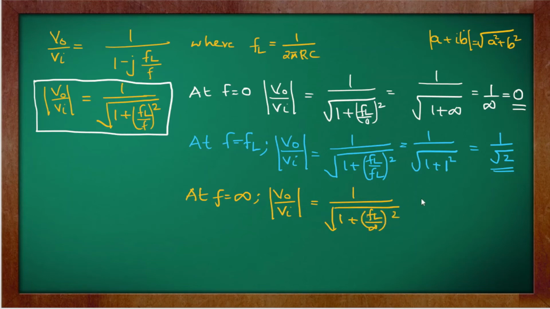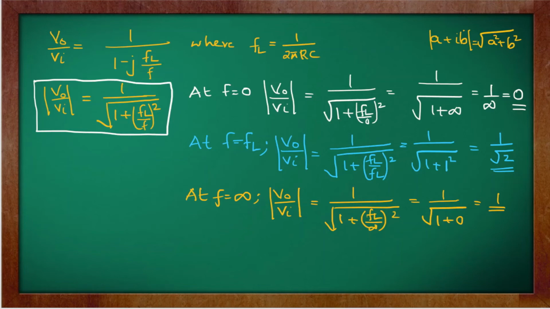1 by infinity is 0. So this is equal to 1 by root of 1 plus 0, that is equal to 1. Correct? So at high frequencies, at infinite frequency, meaning very large frequency, the magnitude of V naught by Vi is equal to 1.